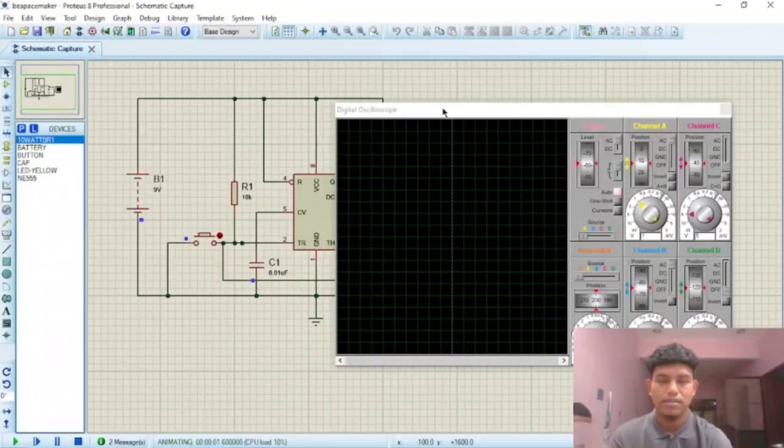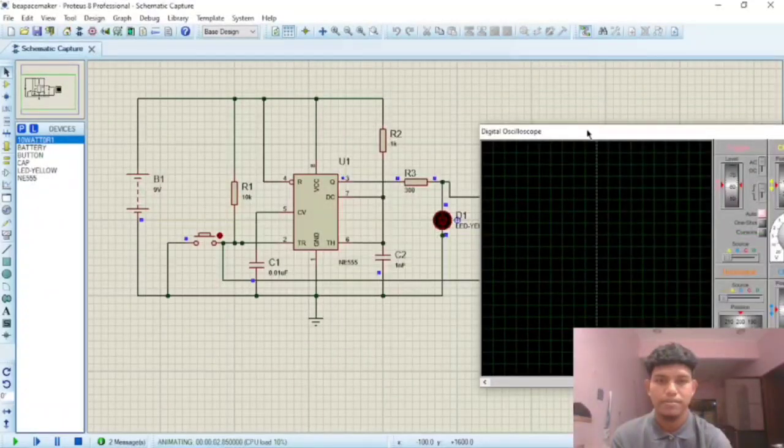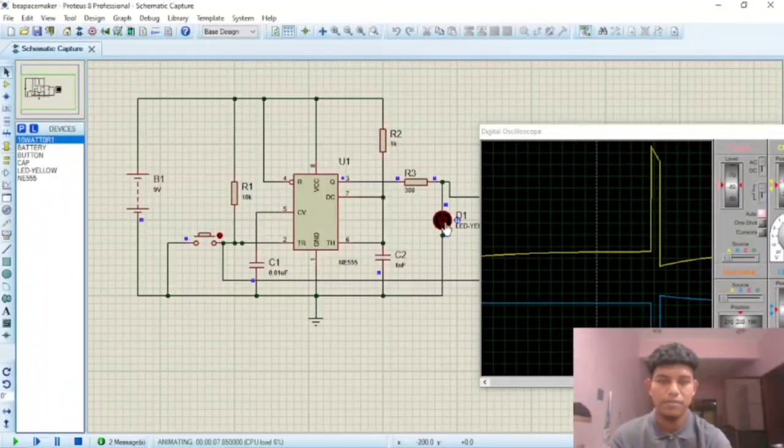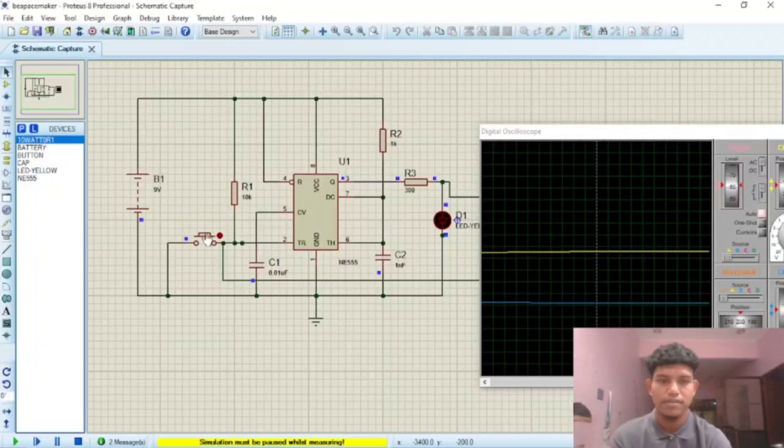So you can see here, whenever the push button is pushed, the LED blinks, and also the trigger goes low and the output goes high before it goes low again. So like that.